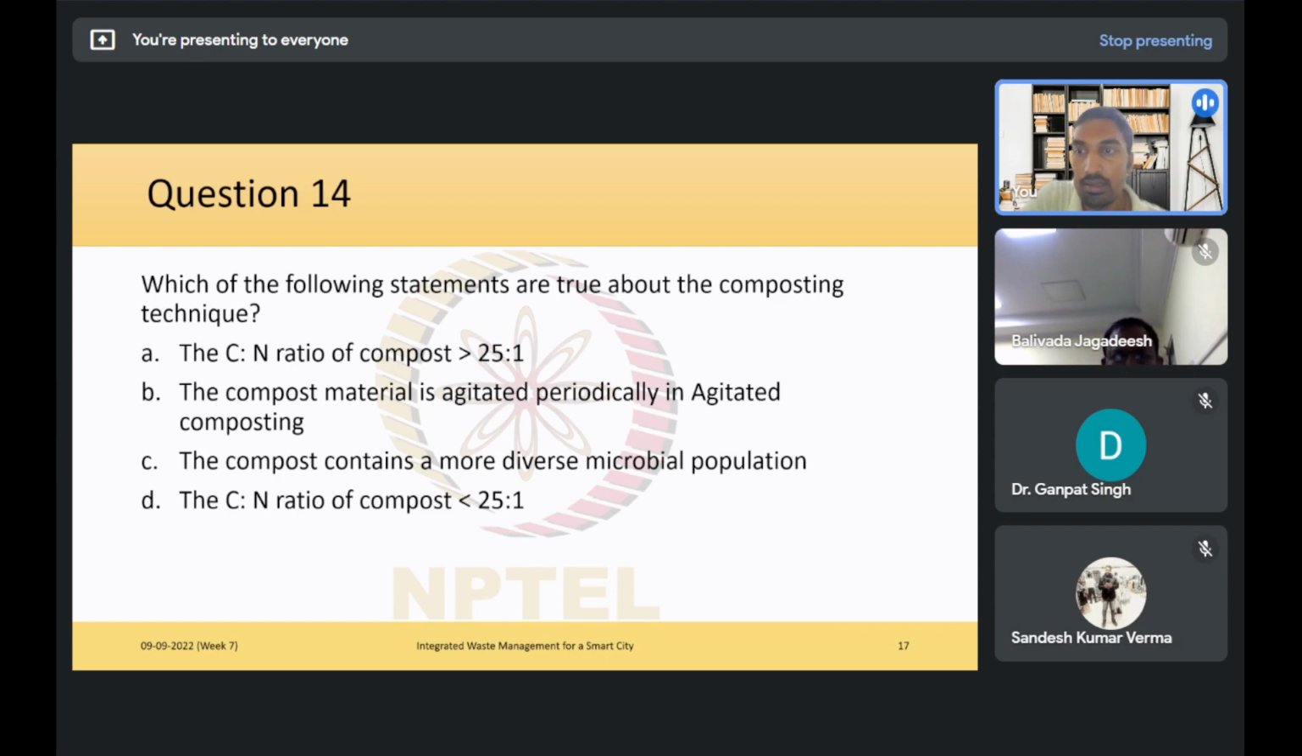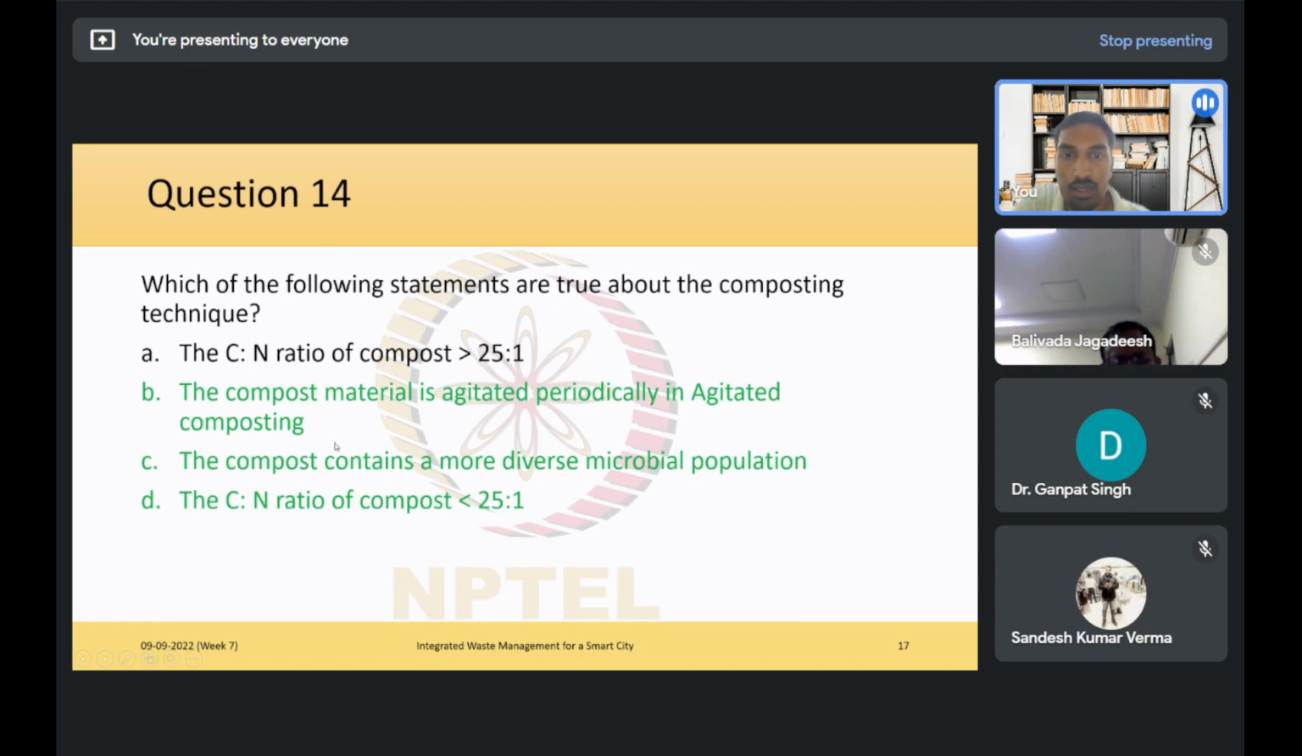So the right answers are actually all the three, B, C, and D. Right. So B, C, and D are all correct statements. When we say agitated composting, as the name suggests, the compost material is agitated in this particular technique of agitated composting.